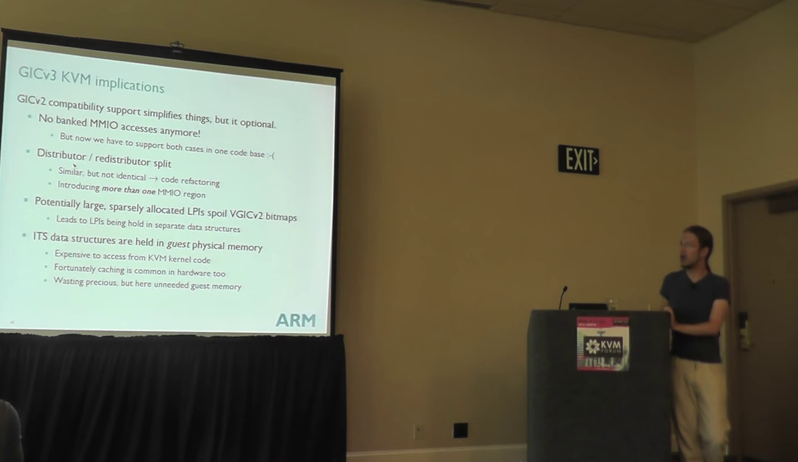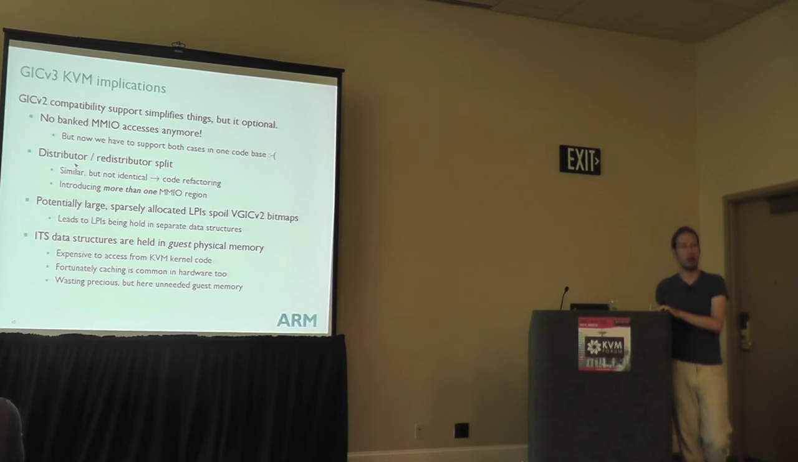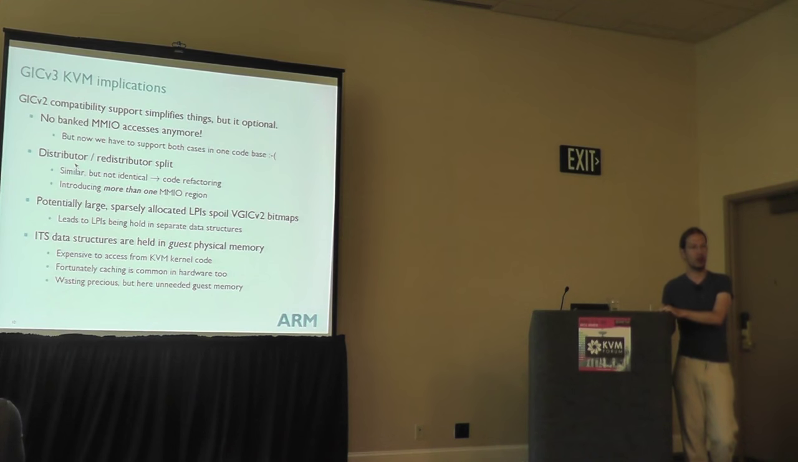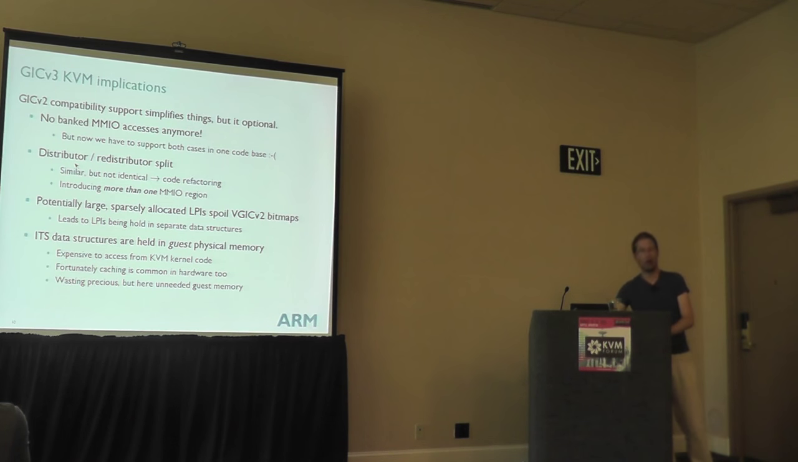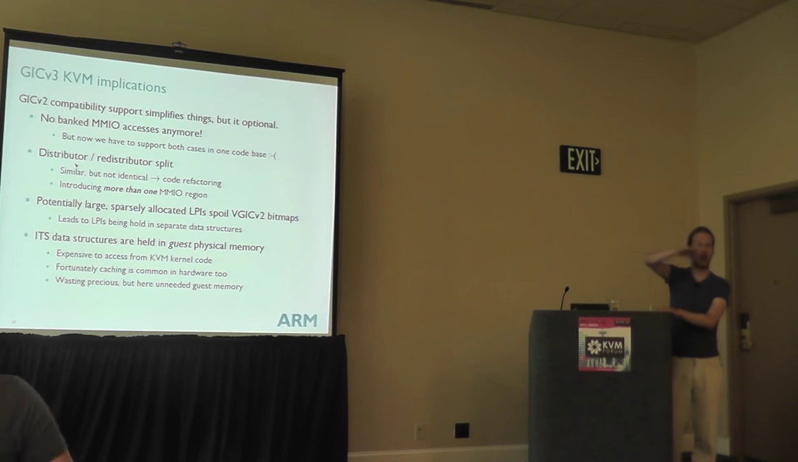Also the LPIs, which is the name for the MSIs that we actually have, have numbers, and they can be really large numbers, and they can also be sparsely allocated. So bitmaps are no longer a valid data structure to use here. So for the time being, we're holding them in separate data structures that we have there anyway, and just have the bits in there. But again, it's separate from what we have currently for GICv2.